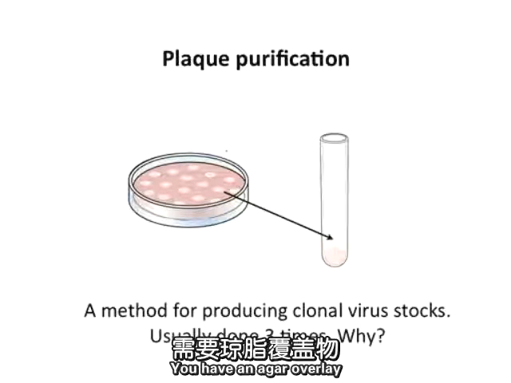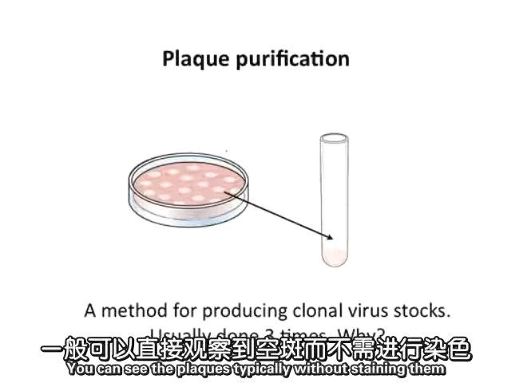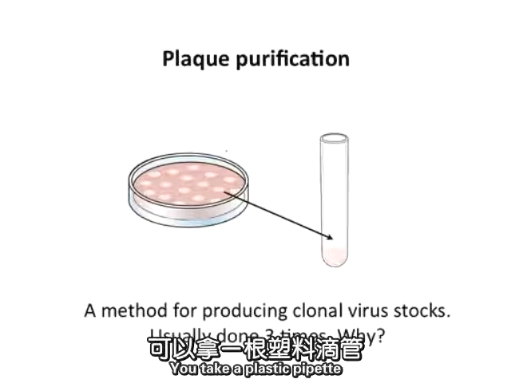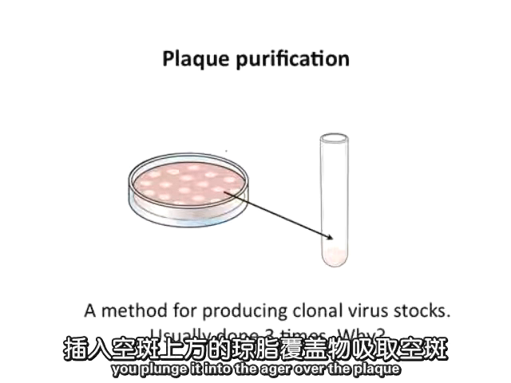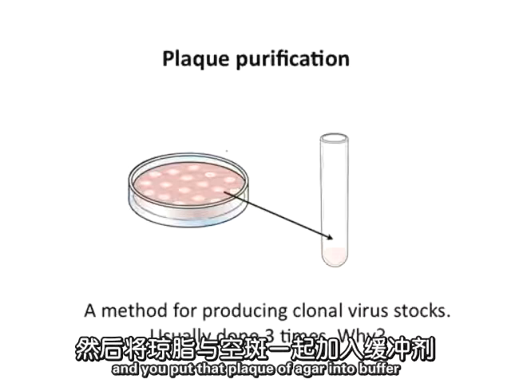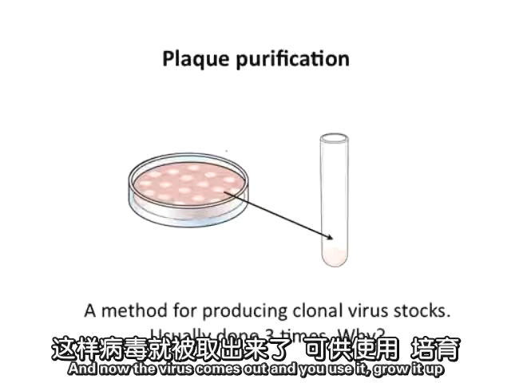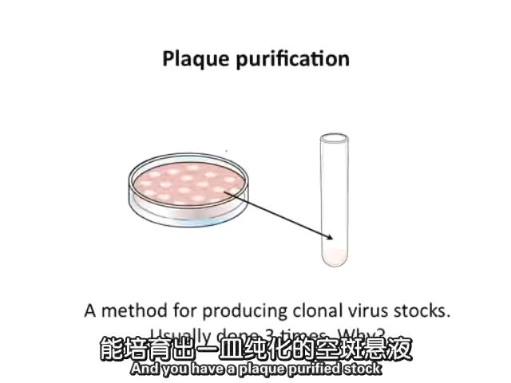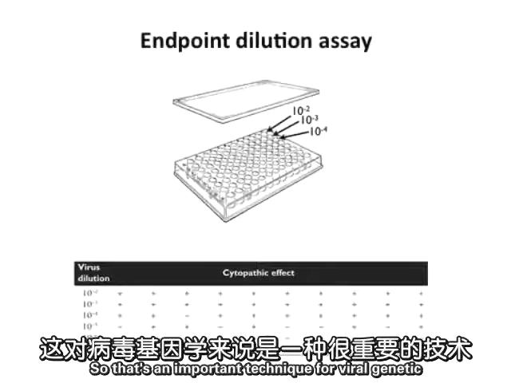You have an agar overlay. You can see the plaques typically without staining them. You take a plastic pipette, you plunge it into the agar over the plaque, and you put that plug of agar into buffer, and now the virus comes out, and you can use it, grow it up, and you have a plaque purified stock. So that's an important technique for viral genetics.